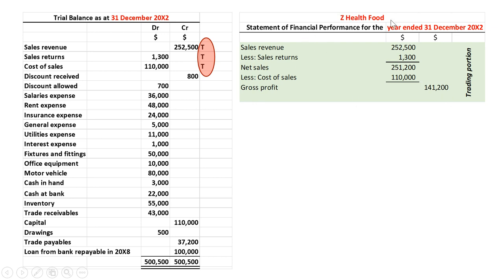We start with the header, the name of the business, and then the title of this statement. Please take note that the phrase in red has to be entered accurately: for the year ended 31st December 20x2. Now we start with the first item, sales revenue. Then we subtract away, or use the word less, sales returns. And then we get our net sales, 251,200. Now less the cost of sales, and we have finally got our gross profit that we put in the subtotal column. This is the trading portion, and we are done.